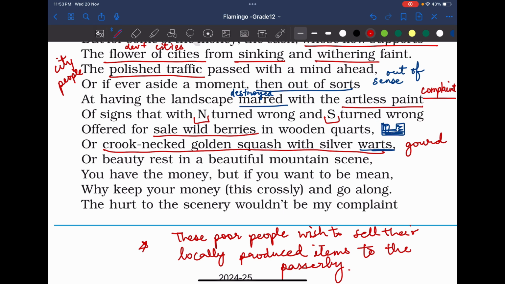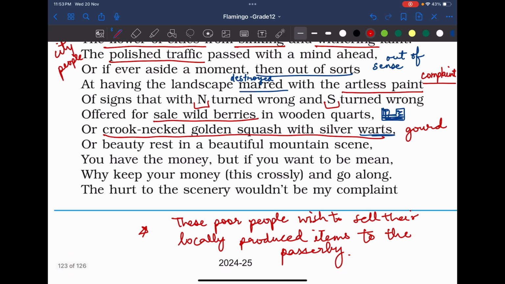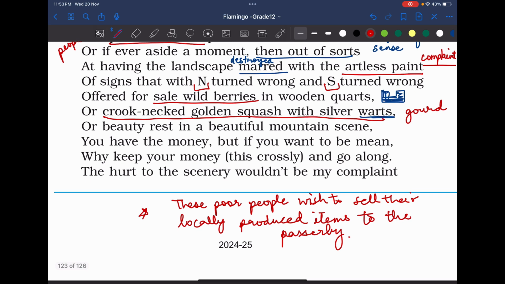If they are stopping also, then they are either stopping to complain or they are just stopping to realize the fact that north and south are turned upside down, while these people have beautiful and fresh berries and beautiful and fresh gourd basically to sell, all these locally produced things. And such beautiful scenery basically.